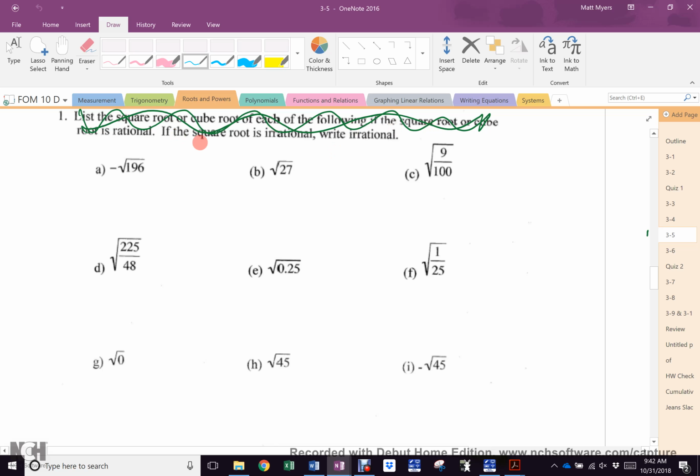You had to ignore these instructions, and on this page, you had to do the actual square root or estimate. So this one is, of course, negative 14 because 196 has a square root of 14. No. The negative is outside.